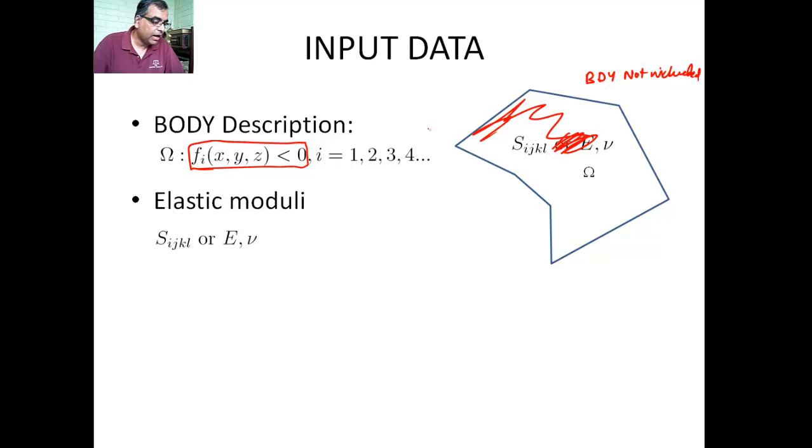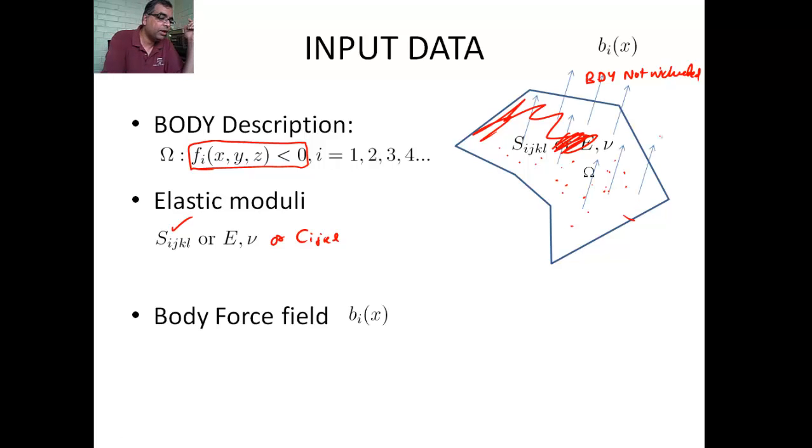Then inside the body, I have to be given the elastic moduli. For an anisotropic body, you have to give me the S_ijkl or C_ijkl. If it is isotropic, it's enough to give two values, Young's modulus E and Poisson's ratio nu, or shear modulus and Poisson's ratio. And you have to give it at every location. If it is homogeneous, that means the values of E and nu are the same everywhere. That's what we mean by a homogeneous body.